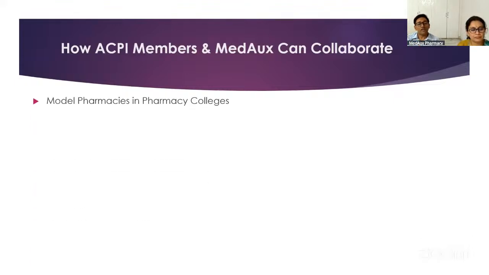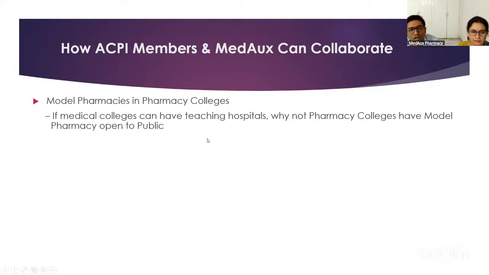So what we were thinking, myself and Sri, was model pharmacies in pharmacy colleges. That's a new concept. Maybe abroad it's there; in Australia we don't find it, but maybe in the US we do have model pharmacy. Dr. Bhatt may be able to answer that well. In India, medical colleges do have teaching hospitals, and many of us know about that. So why not have pharmacy colleges with a pharmacy open to the public?